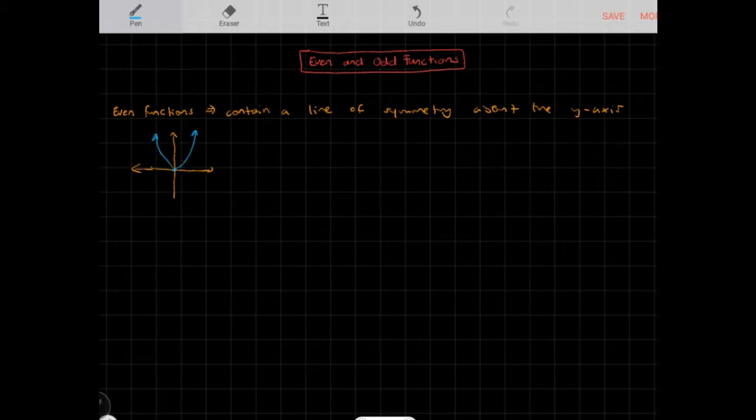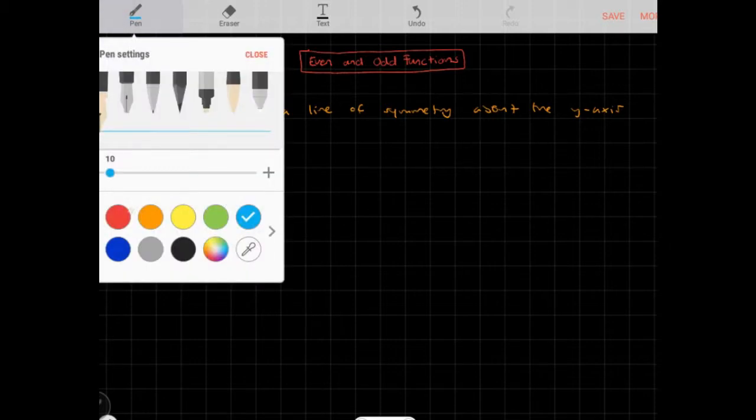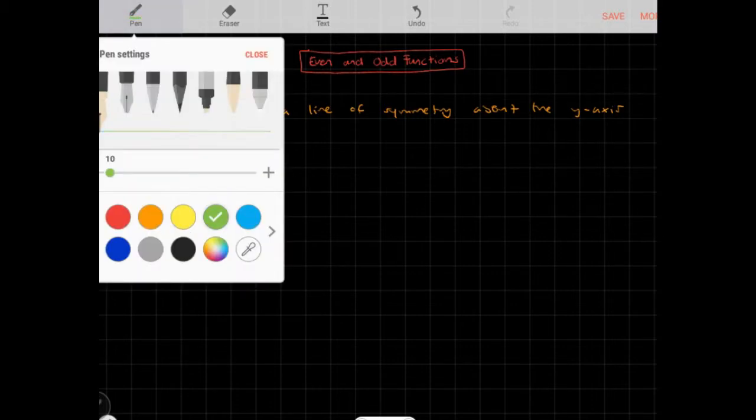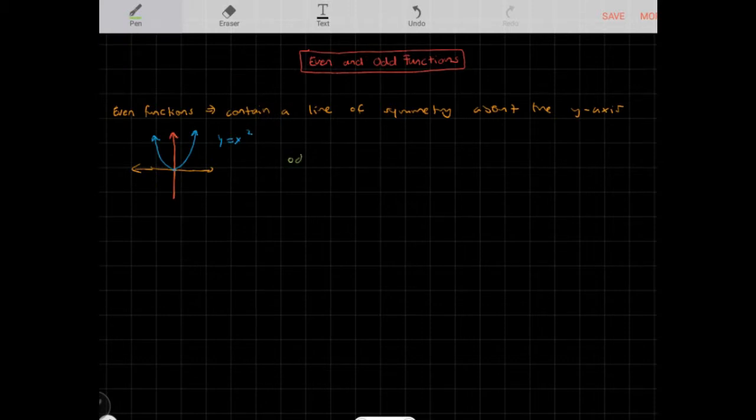You can notice here that about the y-axis, this should be generally symmetrical. So I know I didn't draw this to scale, but this is y is equal to x squared. And along the y-axis here, I'm just going to highlight the y-axis. Right, along the y-axis, this line should create a line of symmetry. Okay, so all even functions have a line of symmetry about the y-axis, right? And I did highlight an even degree polynomial function, which I will talk about in a little bit. But let's take a look at odd functions.